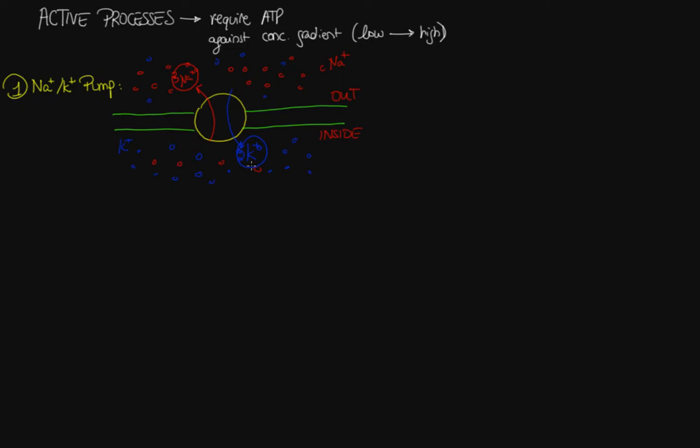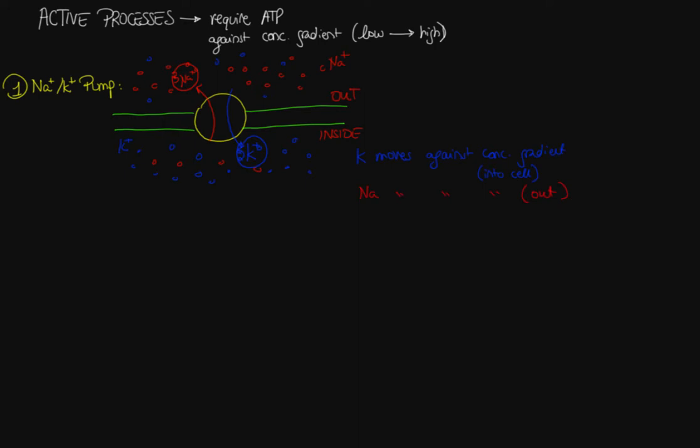And so this is one example of an active process where potassium moves against the concentration gradient into the cell, and where sodium also moves against the concentration gradient, but this time it's going to move out of the cell.